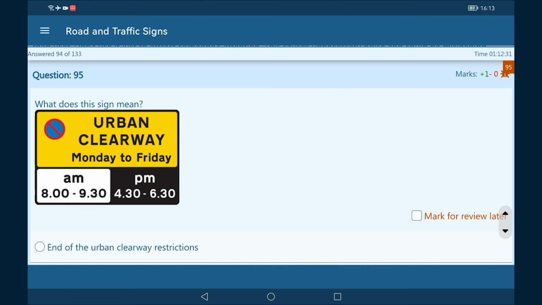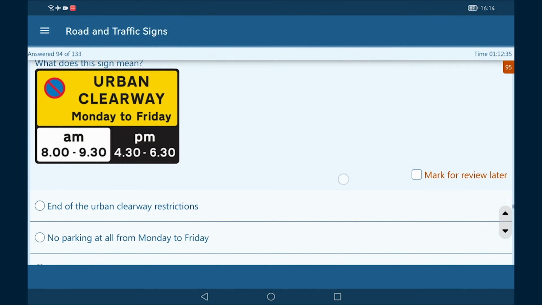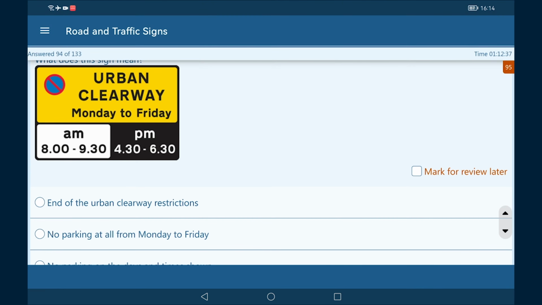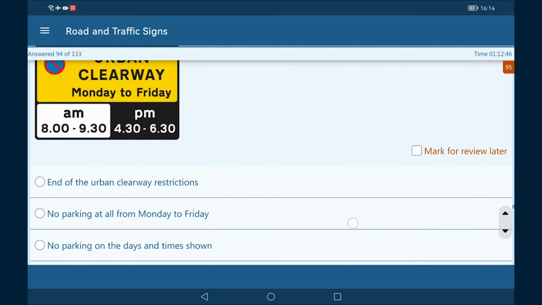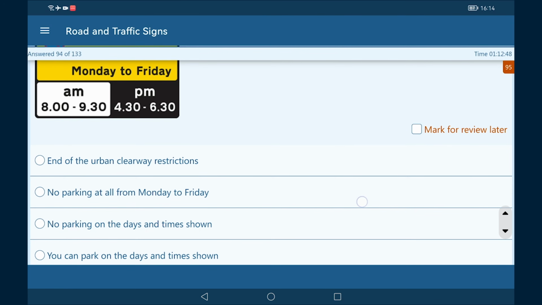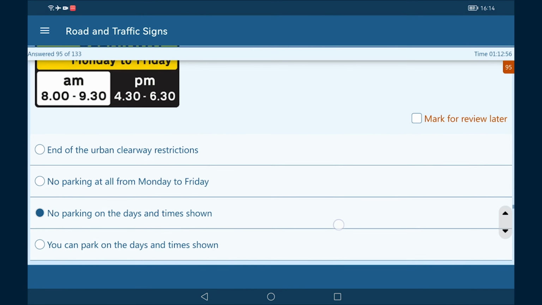Option 1. End of the urban clearway restrictions. Option 2. No parking at all from Monday to Friday. Option 3. No parking on the days and times shown. Option 4. You can park on the days and times shown. The correct answer is Option 3. That is, no parking on the days and times shown.